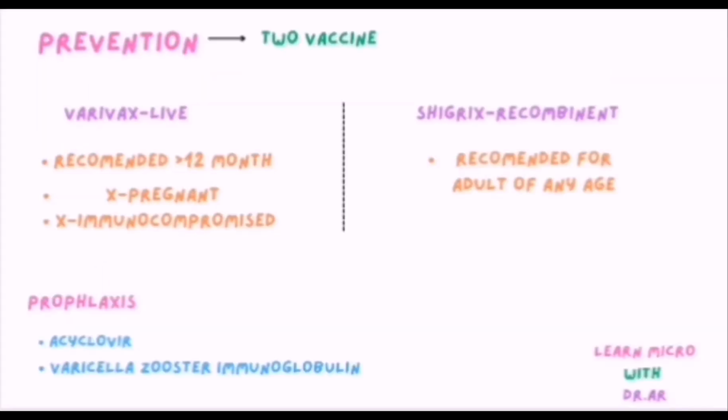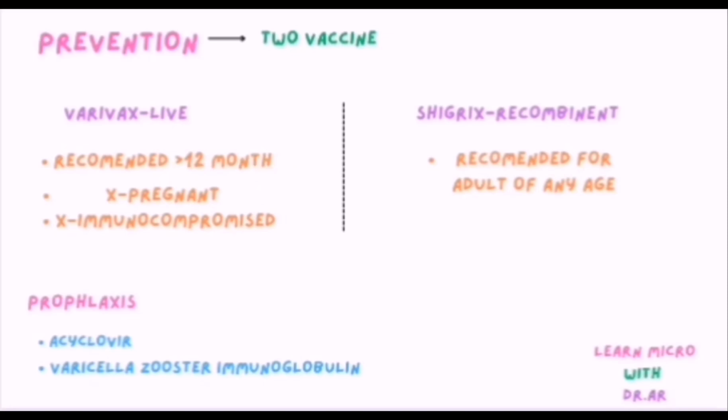How can you prevent the Varicella Zoster virus? There are two vaccines, right? The two vaccines are Varivax and Shingrix. Varivax is basically a live attenuated vaccine, and it can be given to children who are older than 12 months, right?